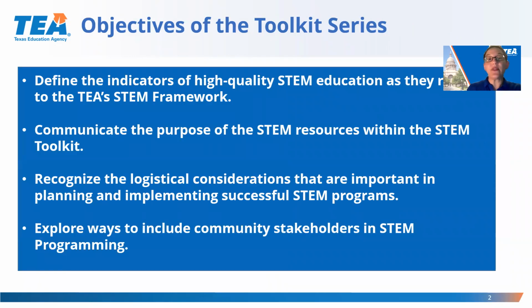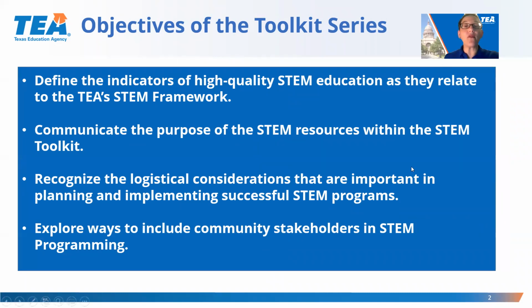The objective for this video and all of the videos in this series is to empower leaders with information to help guide and support STEM decisions. By the end of the video series, you will be able to define the indicators of high quality STEM education as they relate to the TEA STEM framework, communicate the purpose of the STEM resources within the STEM toolkit, recognize the logistical considerations that are important in planning and implementing successful STEM programs, and explore ways to include community stakeholders in STEM programming.